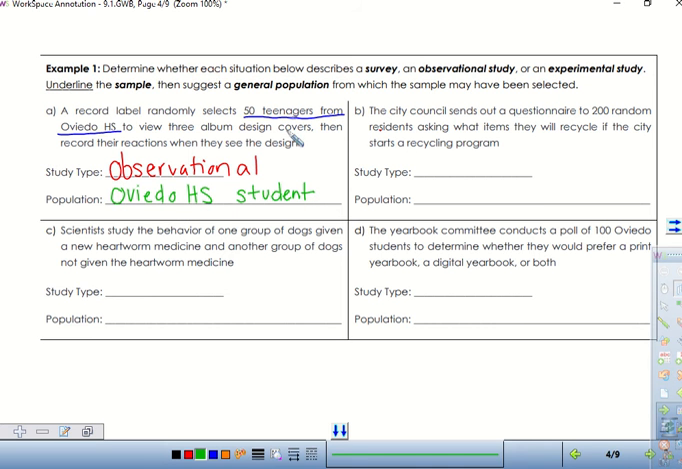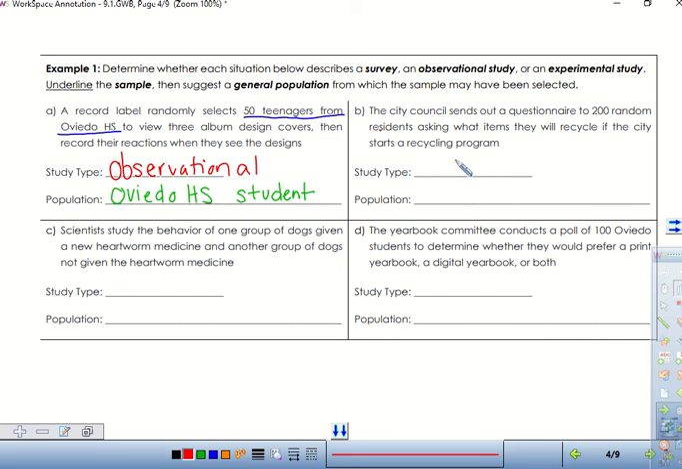So do you guys understand the difference between a sample and a population? Okay. A sample is a small group from the population. Correct? Exactly. Good. Perfect. So a city council sends out a questionnaire to 200 random residents asking what items they will recycle if the city starts a recycling program.